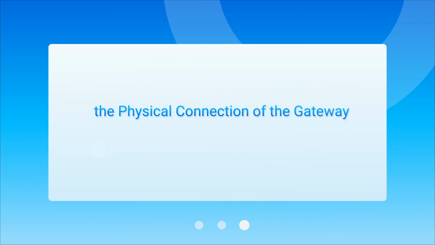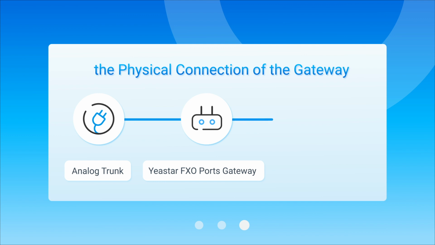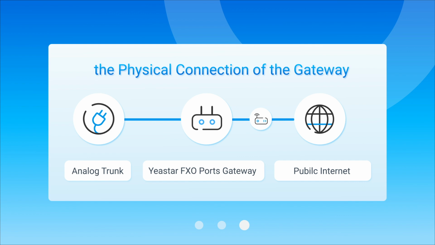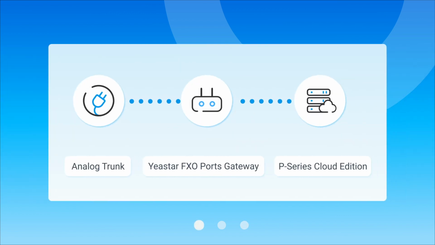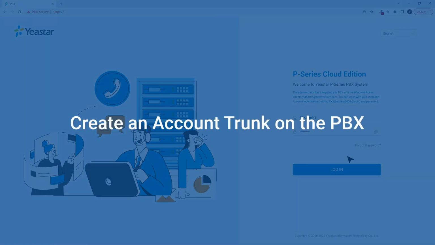Now we need to finish the physical connection of the gateway. First, connect the analog trunk to the FXO port of the gateway, and then connect the LAN port of the gateway to the router, so that the gateway can get access to the internet. Now that we have upgraded the gateway and established network access, we can interconnect the P-Series PBX Cloud Edition to the gateway.